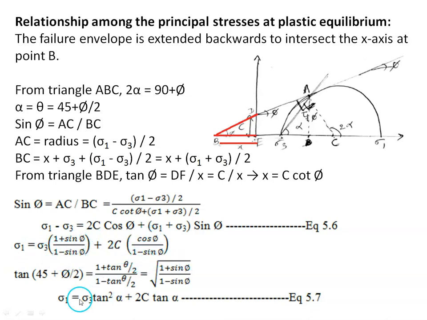Then we know that tan of 45 plus phi by 2 equals 1 plus tan of phi by 2 over 1 minus tan of phi by 2, which is also equal to the square root of 1 plus sin phi by 1 minus sin phi. So from this we can write sigma 1 equals sigma 3, this term will become tan square alpha and this term will become tan alpha. So this is the relationship among the principal stresses at plastic equilibrium. At the time of failure, the stresses are related as sigma 1 equals sigma 3 tan square alpha plus 2c tan alpha.